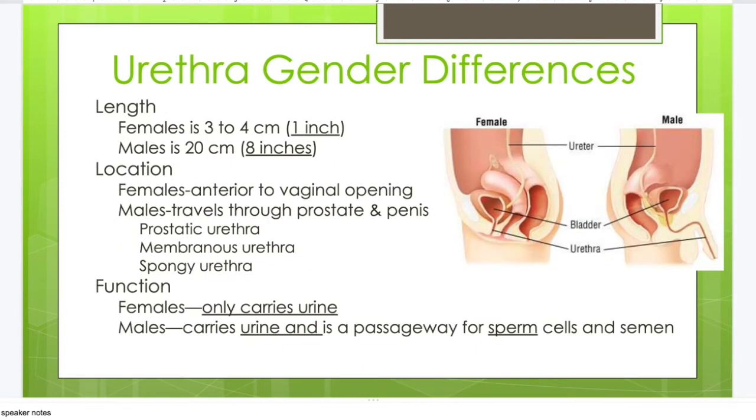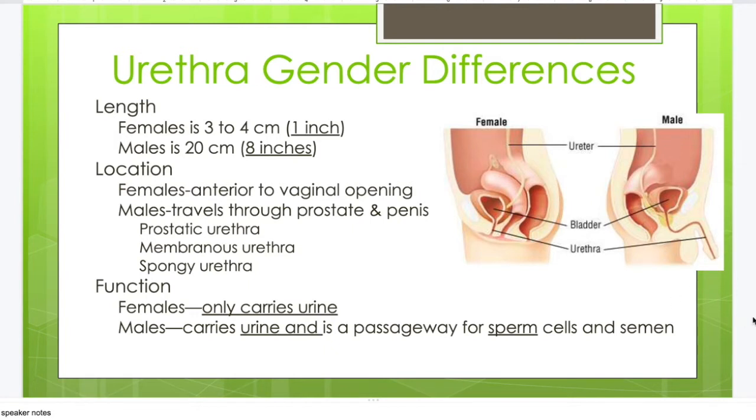There are some differences in the urethra between males and females. For females, because that's listed first, the urethra is about 3 to 4 centimeters long, or roughly an inch. 3 to 4 centimeters is a little over an inch, but it's roughly an inch in length. So we can see that right here is the urethra in a female. In a male, it's about 20 centimeters or about 8 inches long, and this would be the urethra in a male.